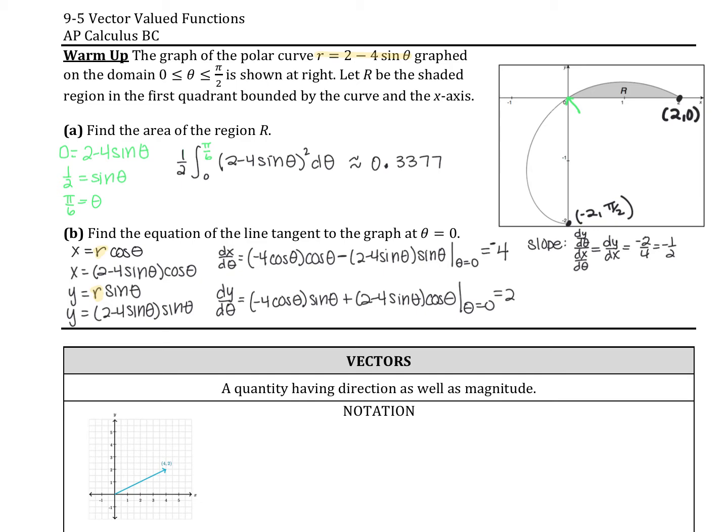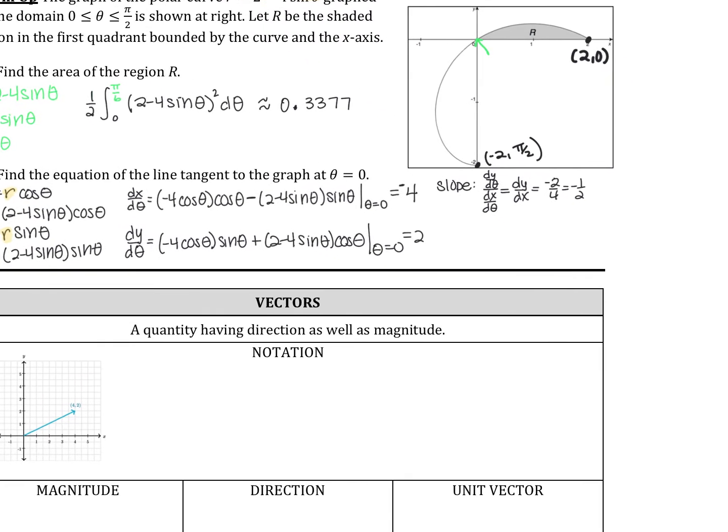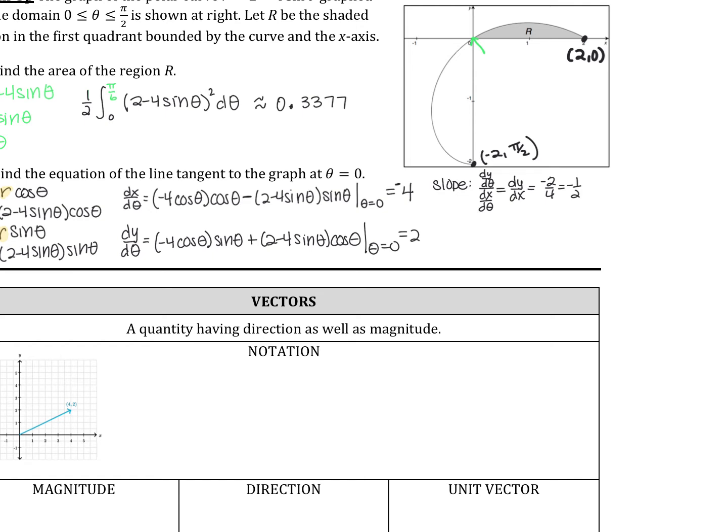Well, now I need to find the point. And the way I'm going to find the point on these problems is I'm going to substitute in 0 for theta. My x equation was 2 minus 4 sine of theta times the cosine of theta, so 4 sine of 0 times the cosine of 0. And we get x to be 2 minus 0 times 1 equals 2.